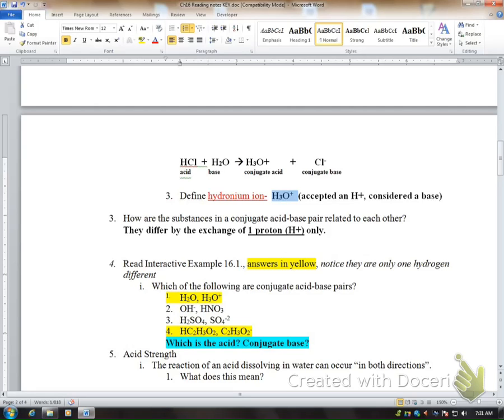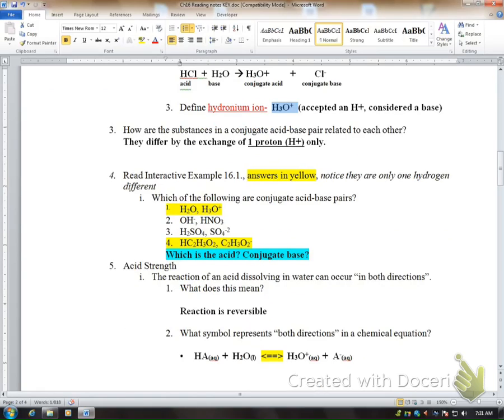Conjugate acid-base pairs are only one proton, or in other words, one hydrogen, different. So when you look at the example that you took from 16.1 in the textbook, I have the answers in yellow. Number 1 and number 4 are your conjugate acid-base pairs. The reason is, when you go from H2O to H3O, it is only one hydrogen different. Number 4, going from acetic acid to the acetate ion, you have lost one hydrogen. So it doesn't matter if you've gained a hydrogen like in number 1 or lost a hydrogen like in number 4, they are one hydrogen different.